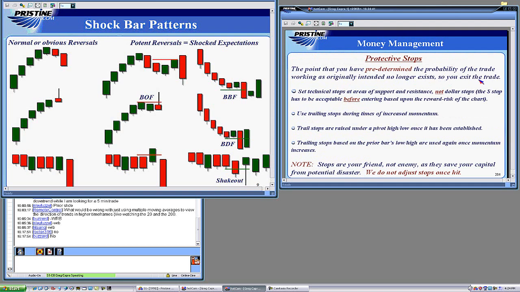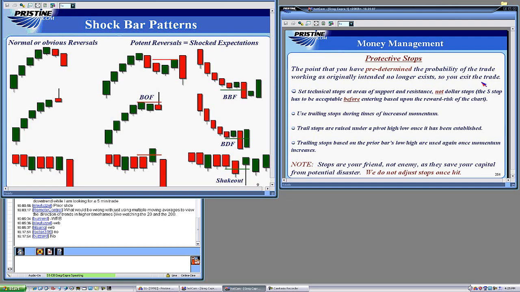If you've got a problem taking stops, you should read this about 100 times. It's a point that you predetermine where the probability of the trade working as originally intended no longer exists. So you get out of the trade. There's no guarantees. We go through concepts that we've gone over here.